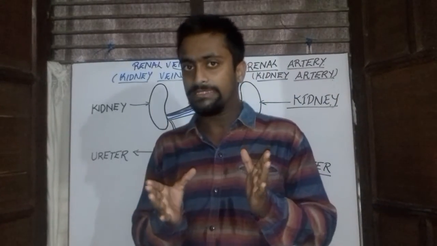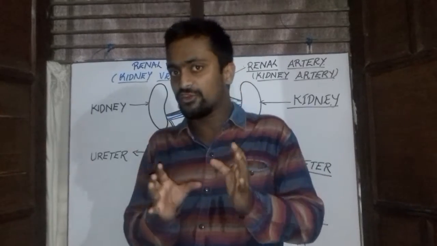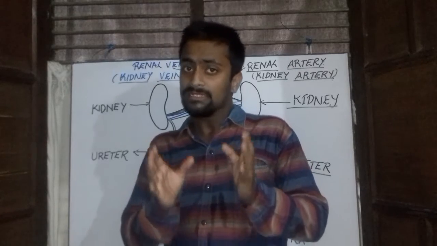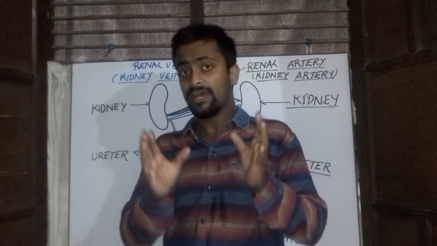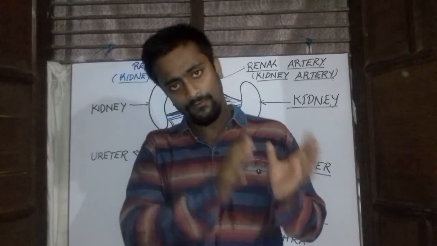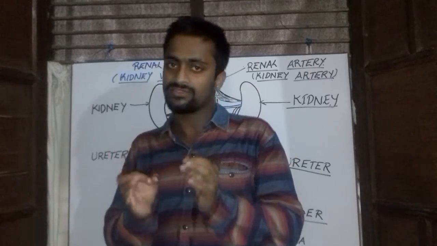Today we will be dealing with one of the most important topics called excretion in animals, especially human beings. We know that human beings are ureotelic organisms, which means they excrete waste in the form of urea. So the human excretory system mainly consists of four parts.